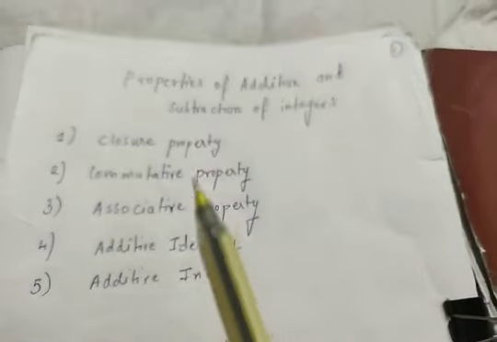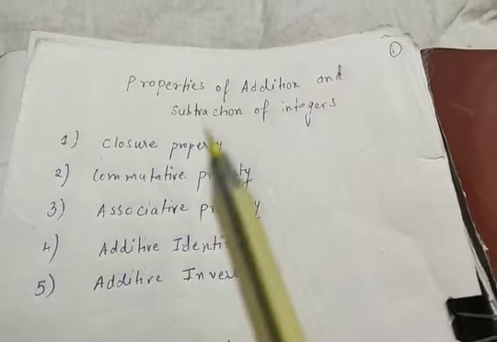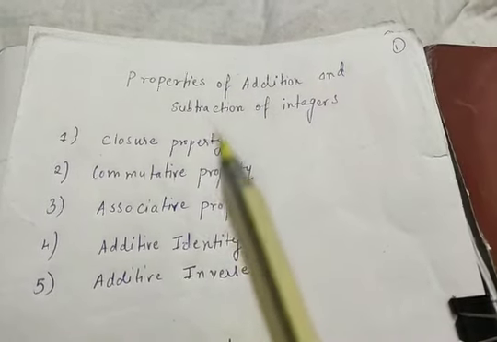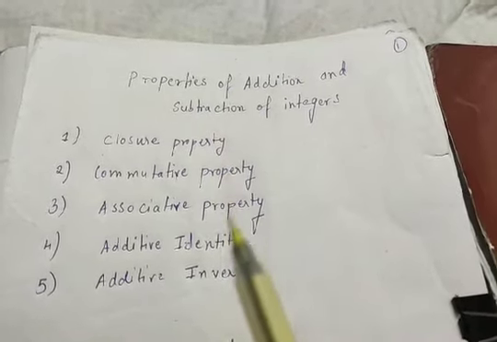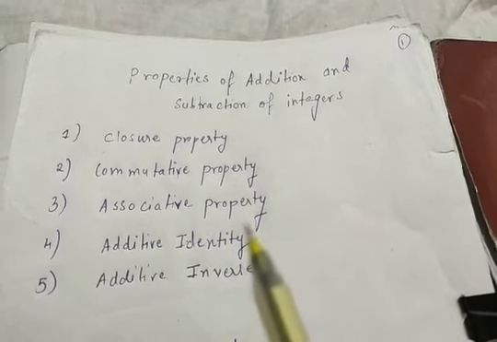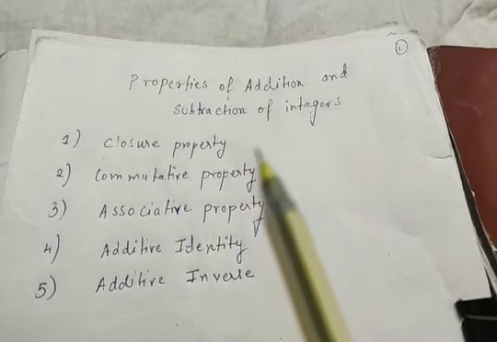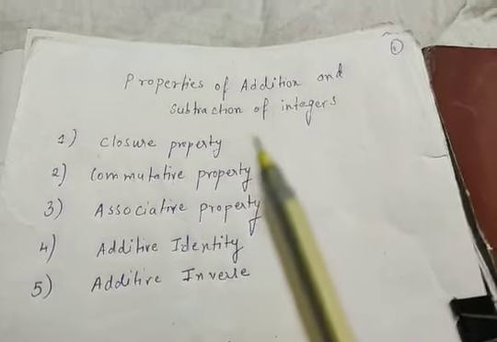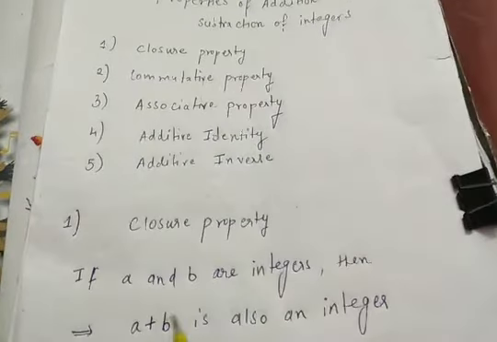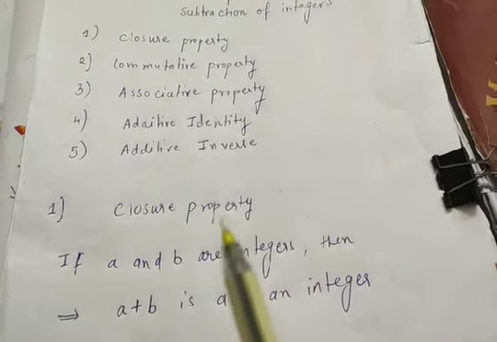Here we are going to verify all these properties in addition and subtraction. Clear? In addition and subtraction. But these properties are also there in multiplication and division. But in today's video, we're going to discuss only addition and subtraction. Clear? So the first one, the closure property. What is the closure property?